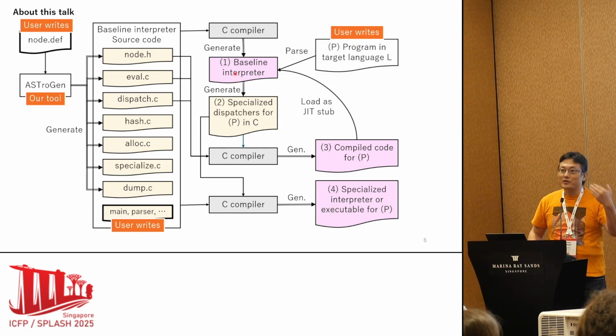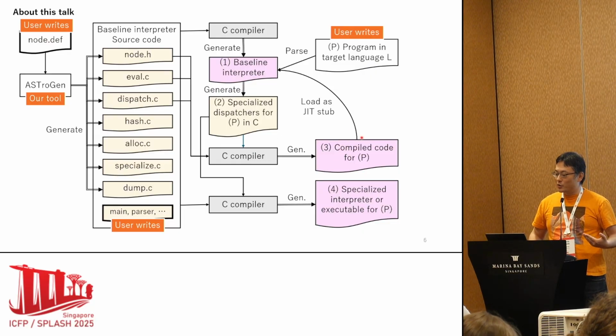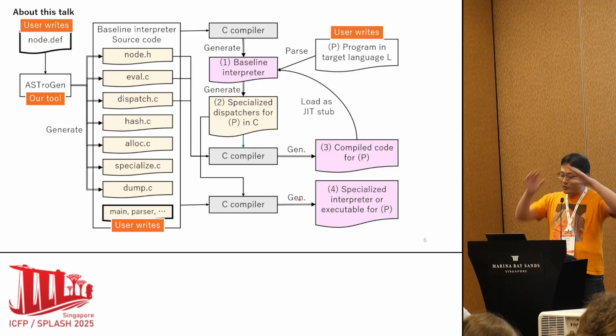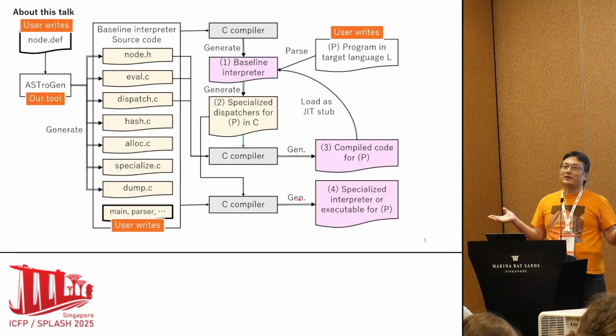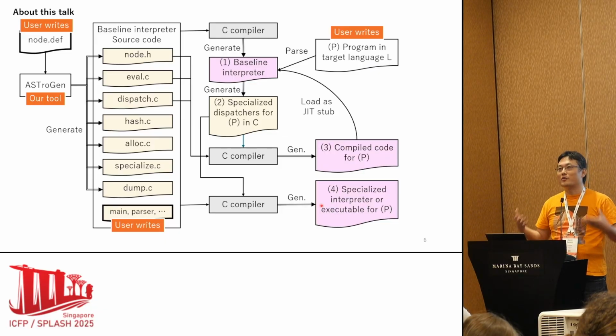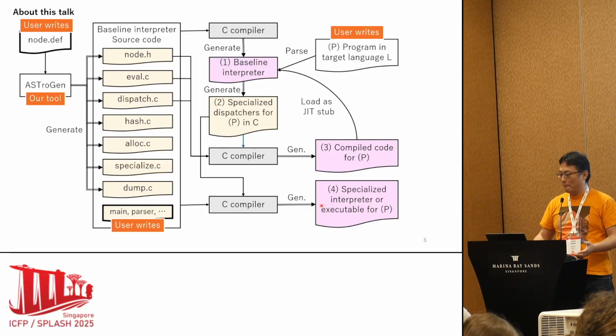But this baseline interpreter has a specializer for the AST, and it can generate specialized C code. And with specialized C code, we can make a piece of compiled, optimized native code. And if we load this compiled code at runtime, it can be a just-in-time compiler. And if we combine the compiled code with the interpreter, it can be a simple compiler for the program P, or a specialized interpreter for program P.